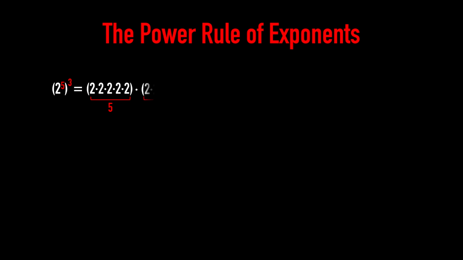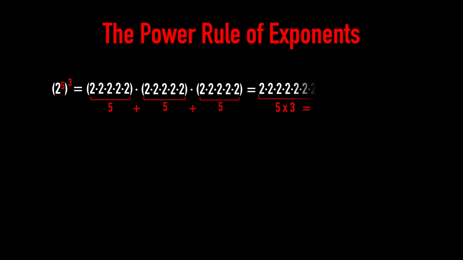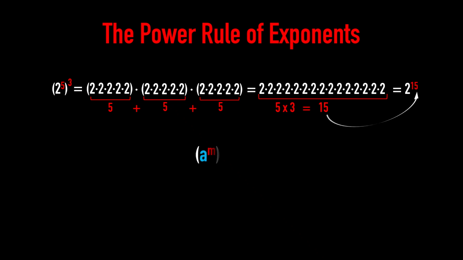The power rule of exponents. Let's take a more specific case. 2 to the 5th, raised to the 3rd power. It means that 5 2's are multiplied together, repeated 3 times. Put them together, that's 15 2's multiplied, or 2 to the 15th. From this, people generalize the rule. a to the power of m raised to the power of n equals a to the power of m times n. This is called the power rule of exponents.